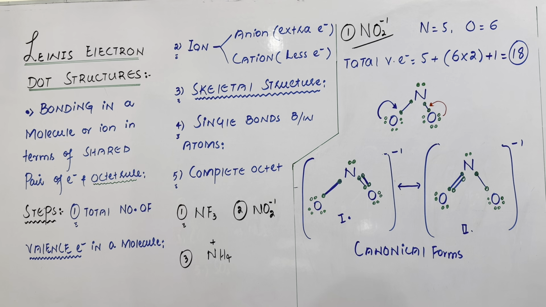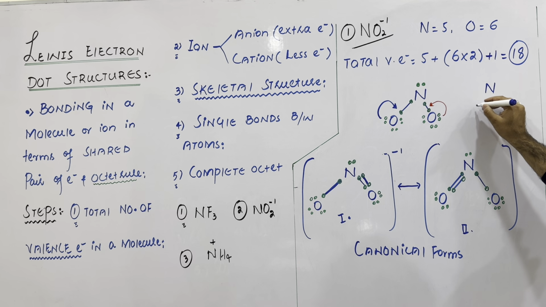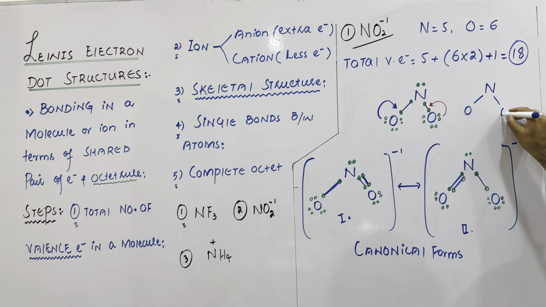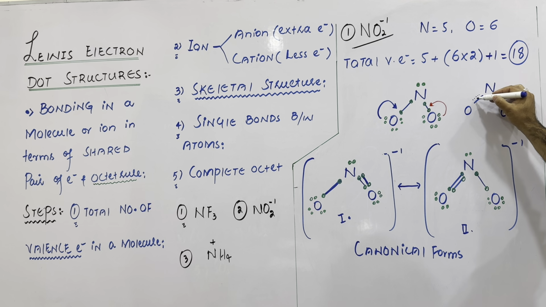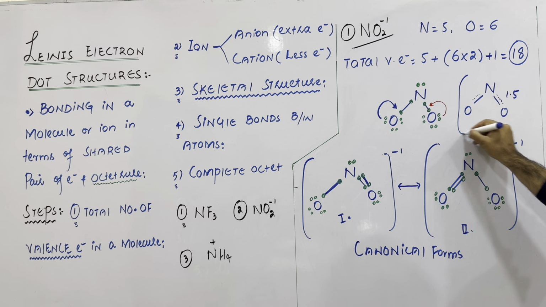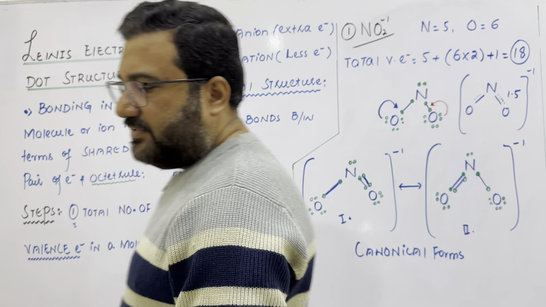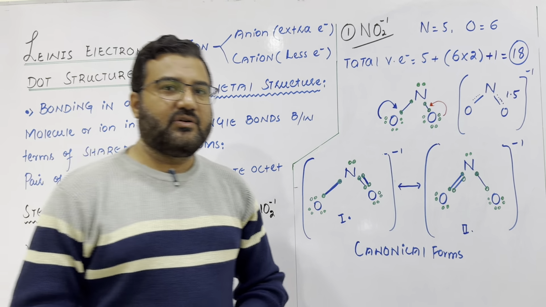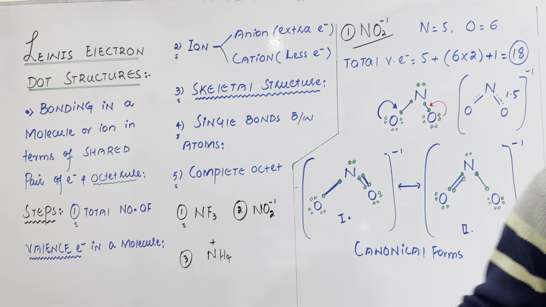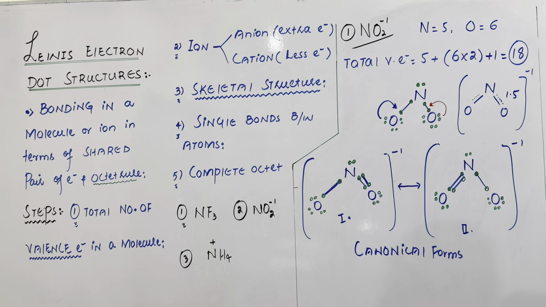The real structure will obviously be a hybrid of these two structures. It will not have a single or double bond. Rather, the bond will be stronger than a single bond but weaker than a double bond. Its bond order will be 1.5. And overall, there will be a -1 charge. So this structure will be called the resonance hybrid, which is more stable than its canonical forms due to its lower energy. And its lower energy is due to the phenomenon of resonance.